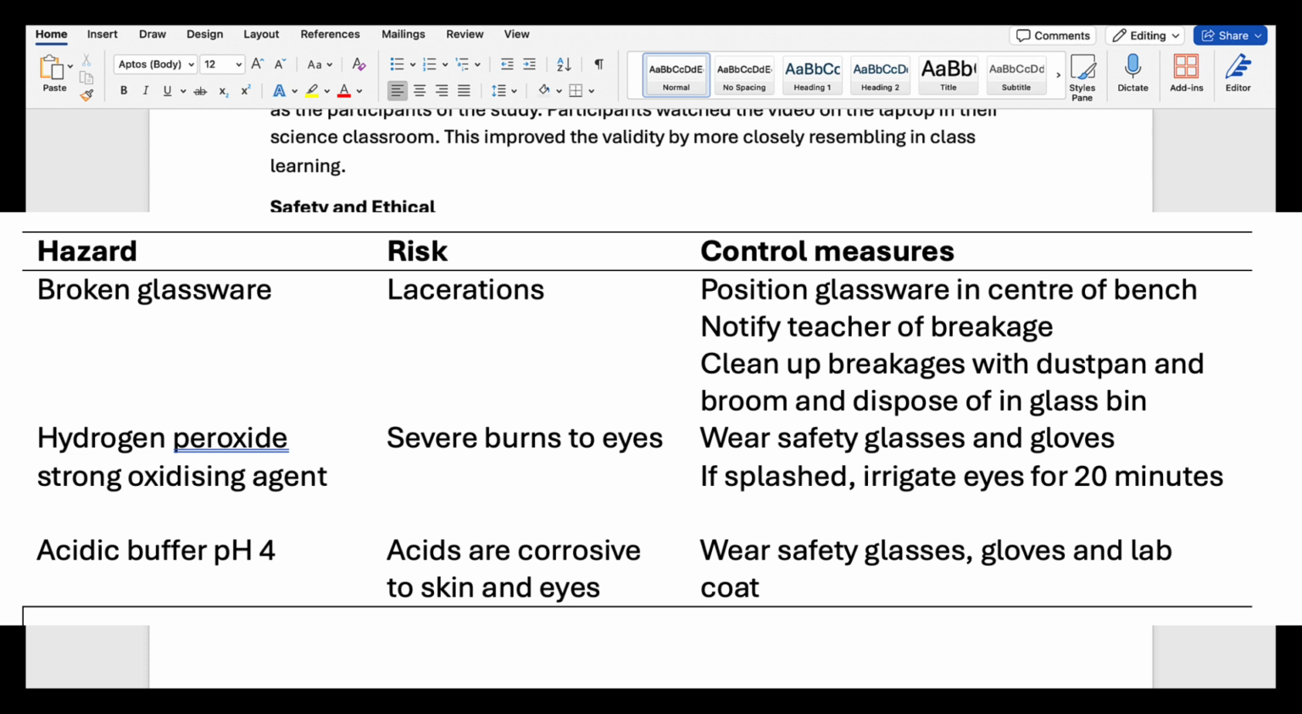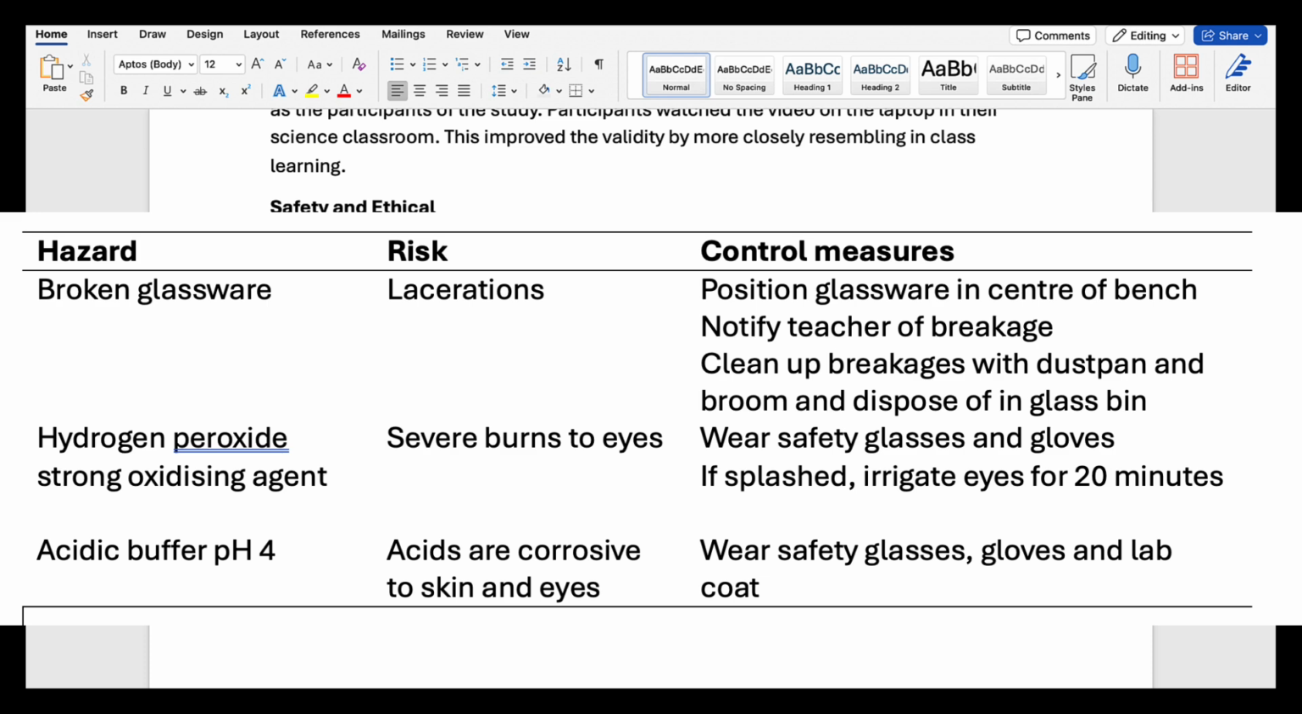Don't just say personal protective equipment or PPE. You've got to be specific about the type of PPE that's required: safety glasses, lab coat, gloves, and also say if you're using chemicals, be specific about the language you use. For example, hydrogen peroxide is an oxidizing agent, bases are caustic, and acids are corrosive.